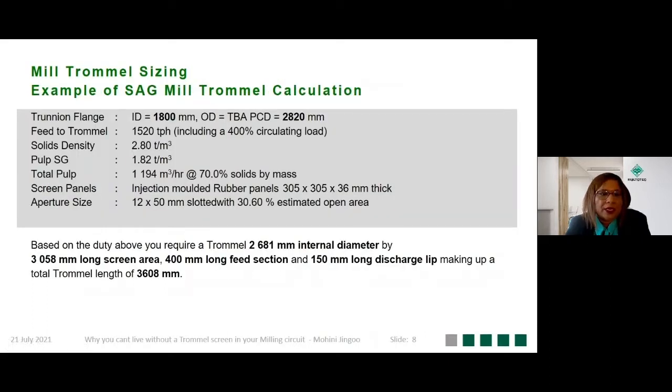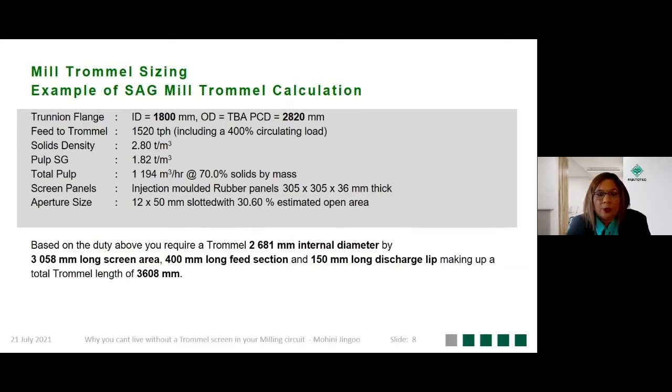Here is a typical example of a SAG mill trommel application for a copper customer. The customer provided us with the trunnion flange details and the feed information: your tonnage, your throughput, the feed details, your solids density, your pulp SG, your total pulp. With this information, we used our sizing spreadsheet with reference to the associated drainage rate, screen panel apertures and the open area.